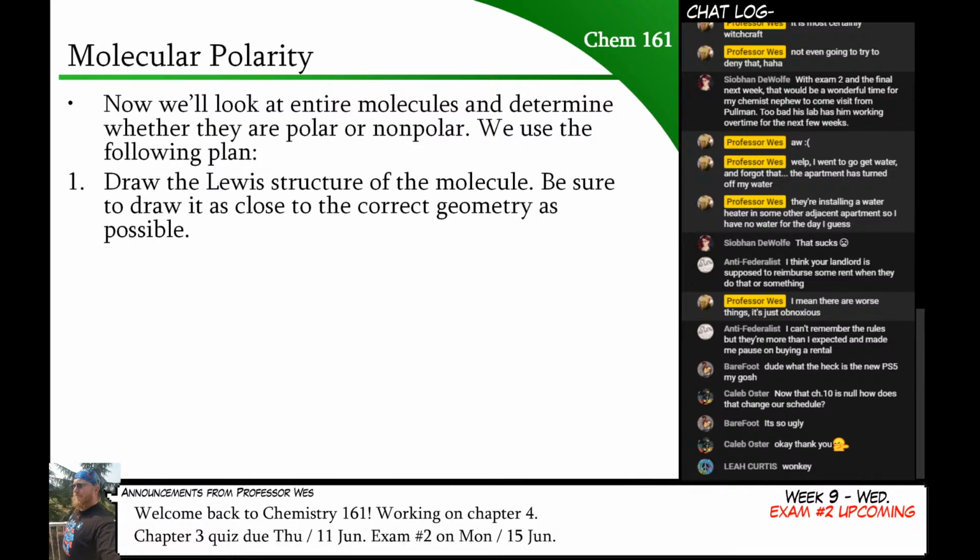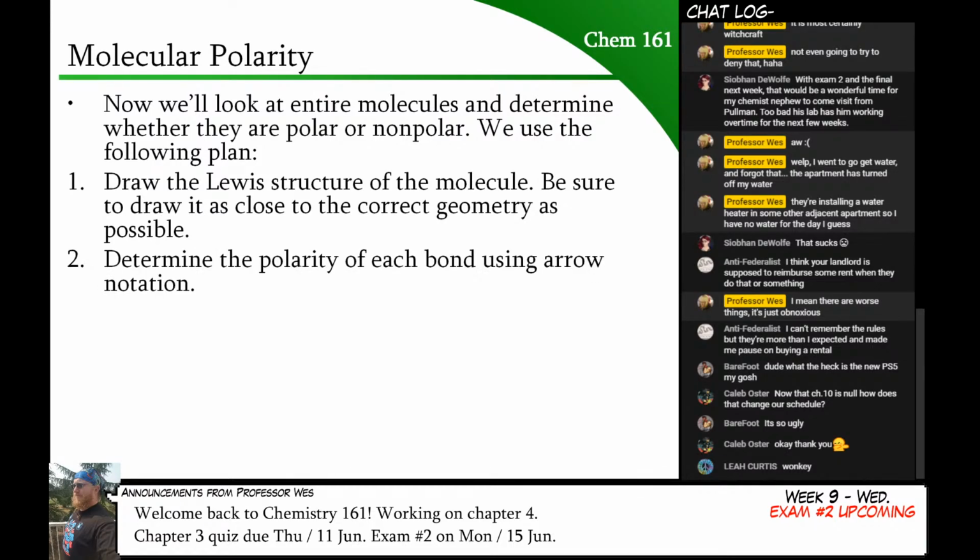Okay, so the first thing we're going to do to figure out whether a molecule is polar or nonpolar, we need to identify its Lewis structure and draw the geometry as close to accurate as possible. Then what we're going to do is draw polarity arrows for each bond.